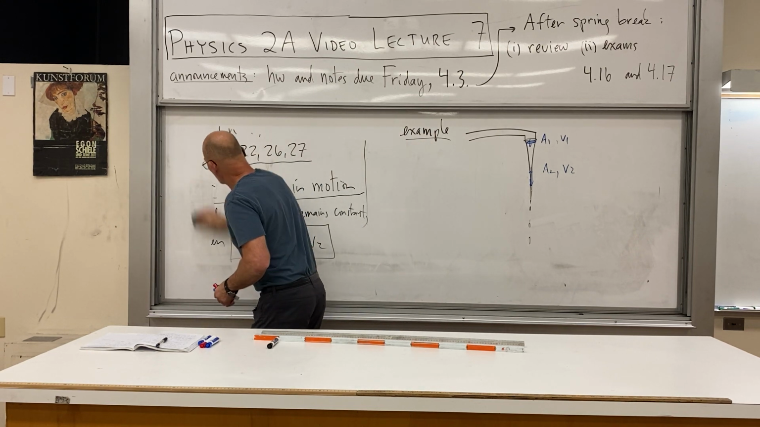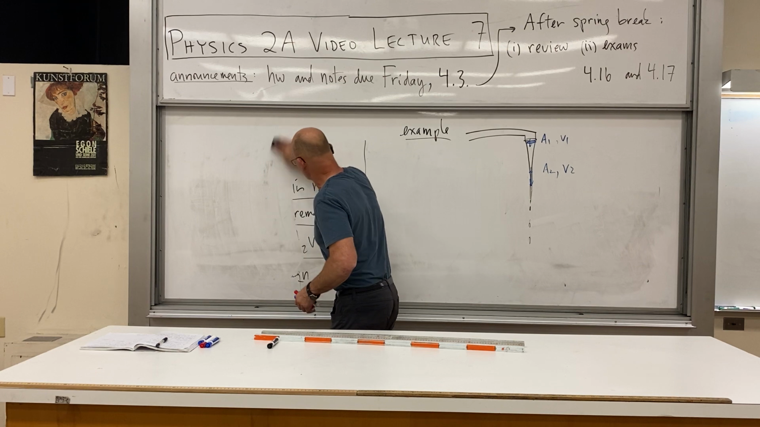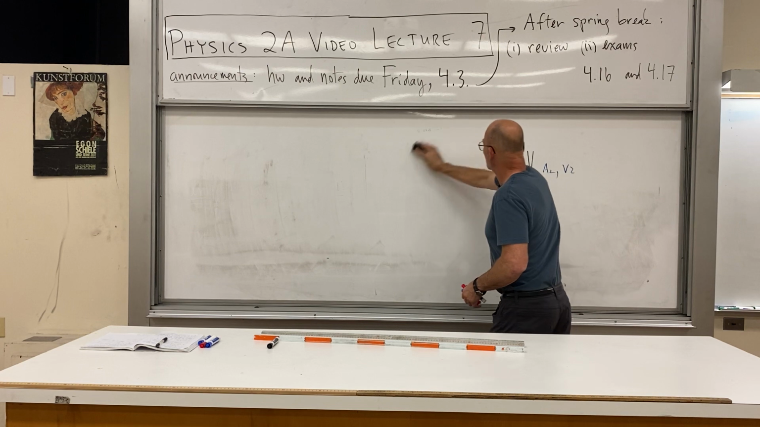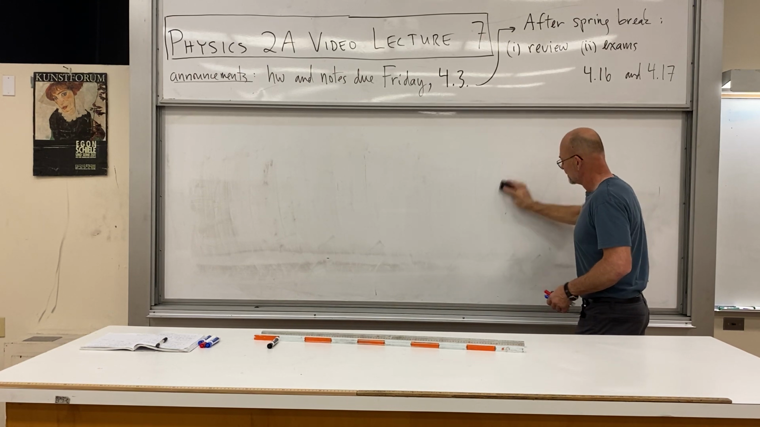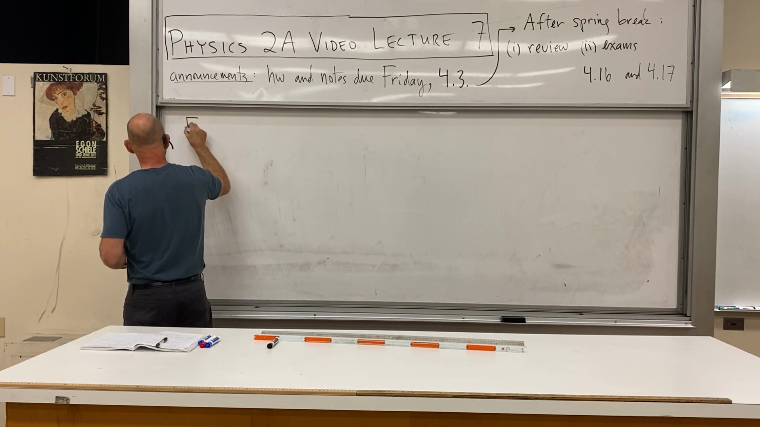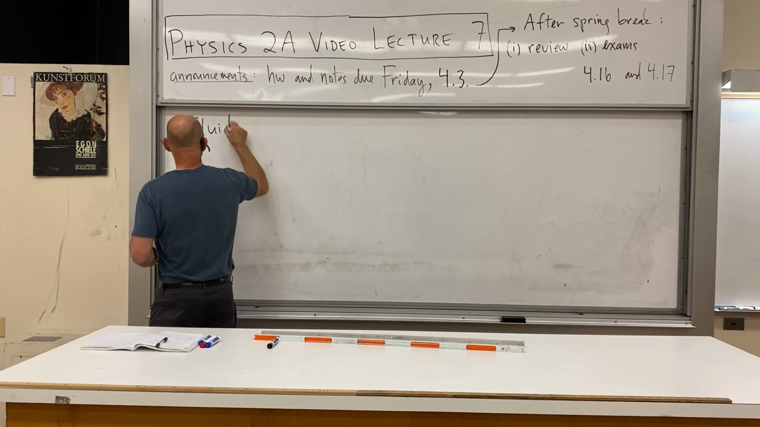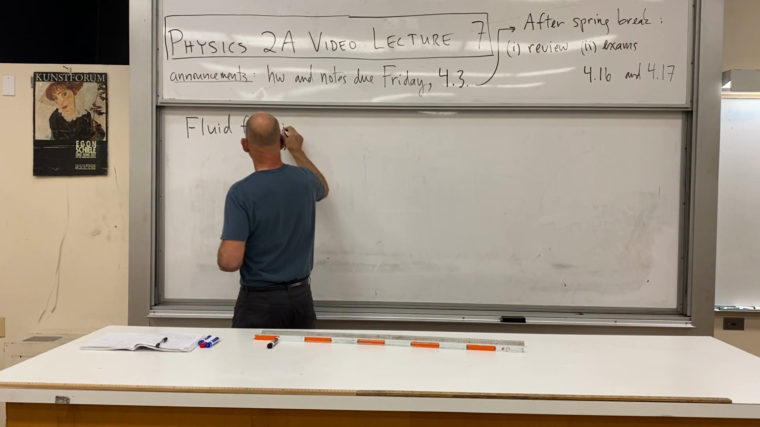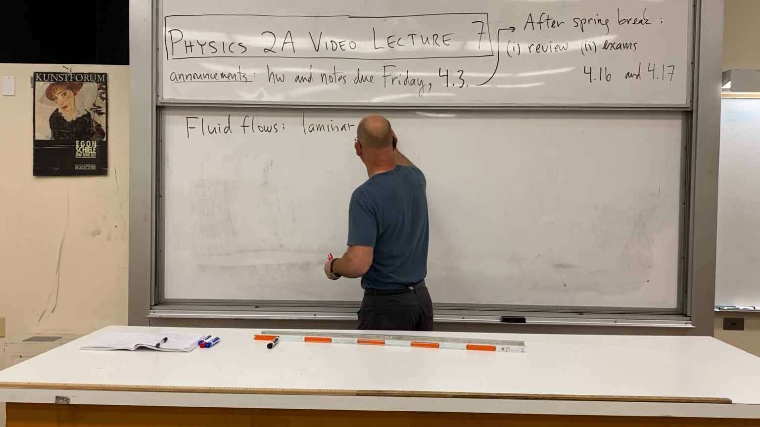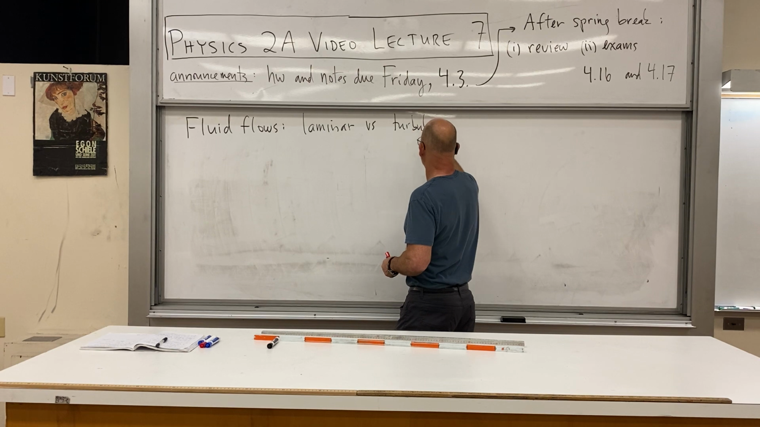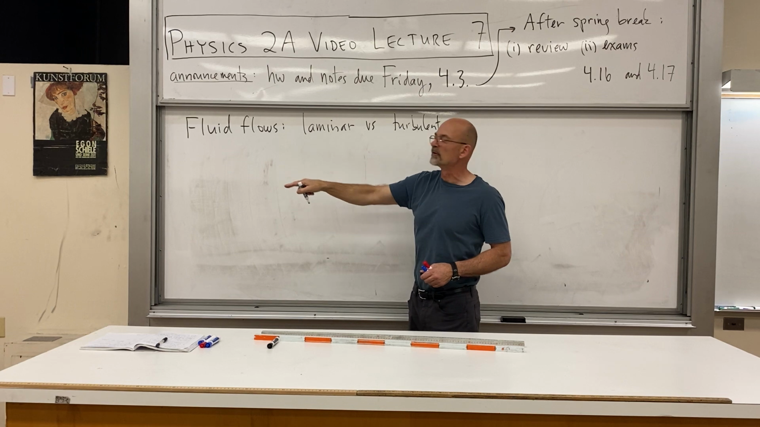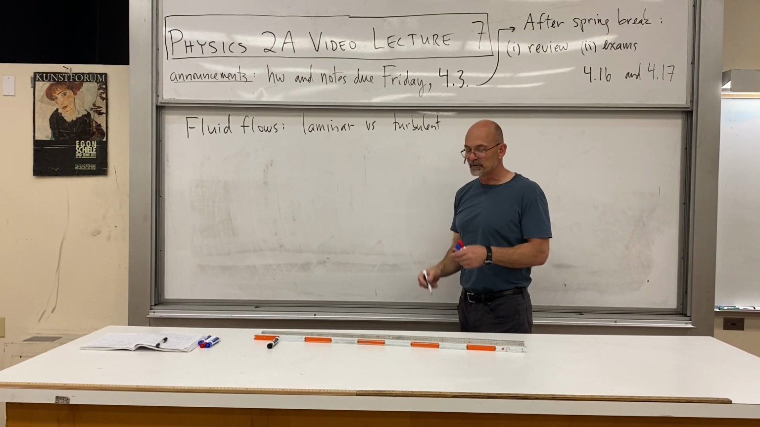Okay, first I have to say a couple things about fluids in motion. So fluid flows: laminar versus turbulent. Laminar, you could say, is a smooth fluid flow, and turbulent flow is a chaotic fluid flow.